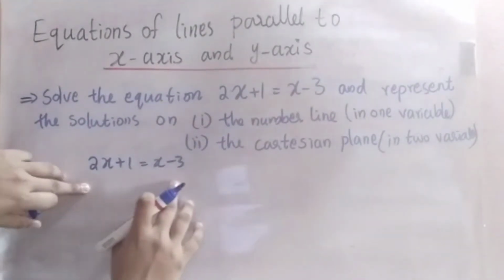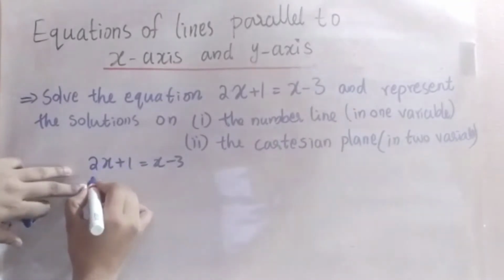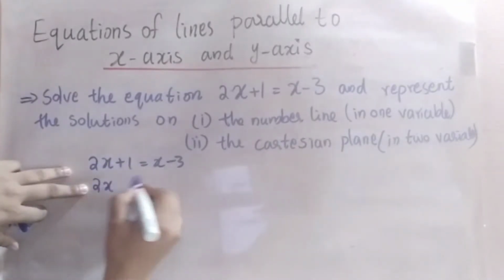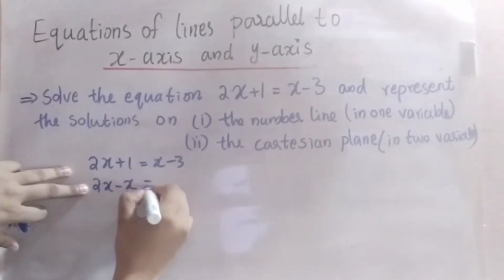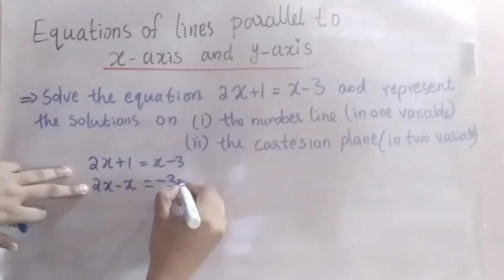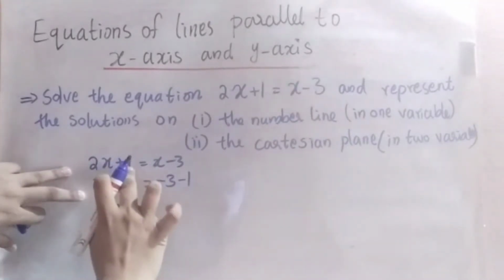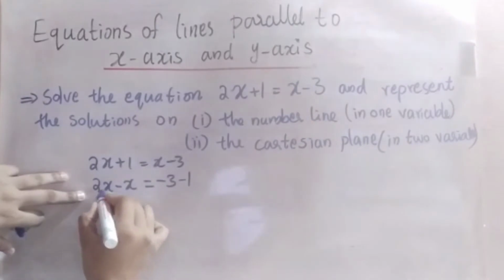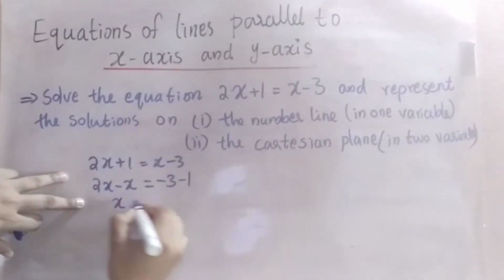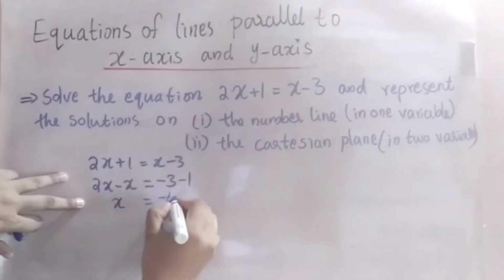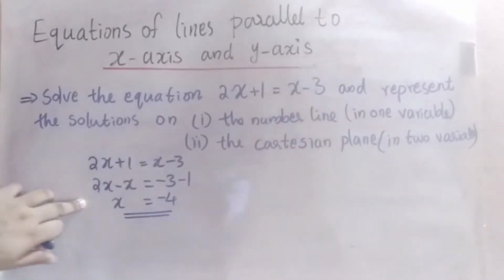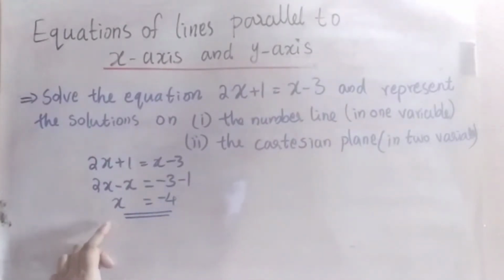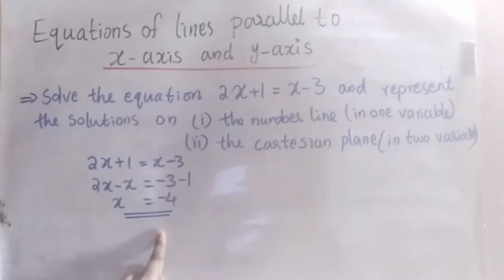So 2x plus 1 is equal to x minus 3. Take the x terms to one side: 2x minus x is equal to minus 3 minus 1. Taking the plus 1 across, 2x minus x is equal to minus 4. So the simplified form is x equal to minus 4. Here there is only one variable x, equal to minus 4.